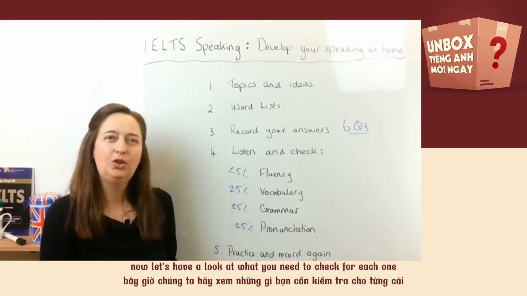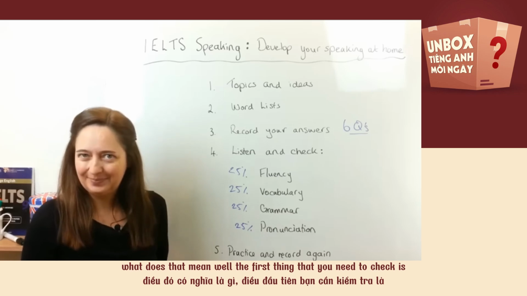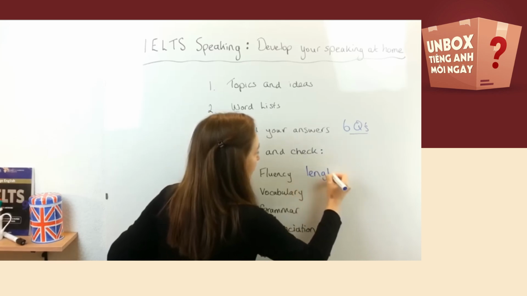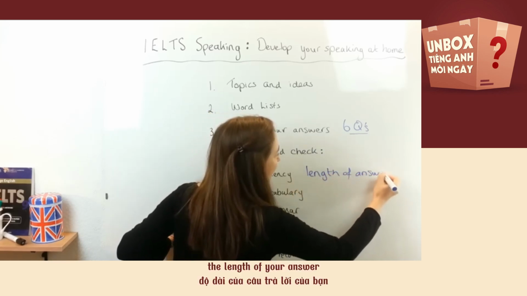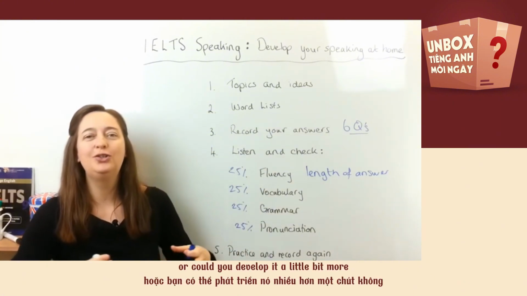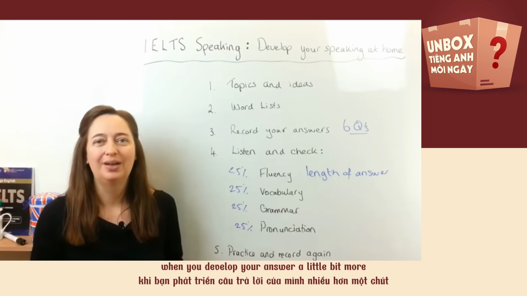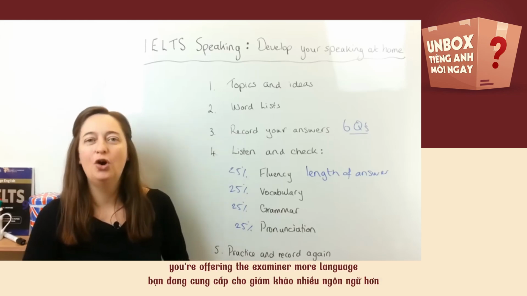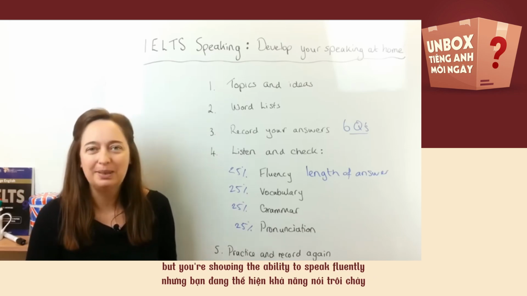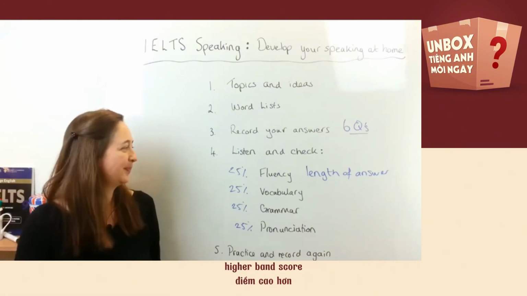Now let's have a look at what you need to check for each one. Fluency. What does that mean? Well, the first thing that you need to check is the length of your answer. Did you give a very short answer, or could you develop it a little bit more? When you develop your answer a little bit more, that is a higher band score. You're offering the examiner more language, but you're showing the ability to speak fluently. So develop your answer more, higher band score.